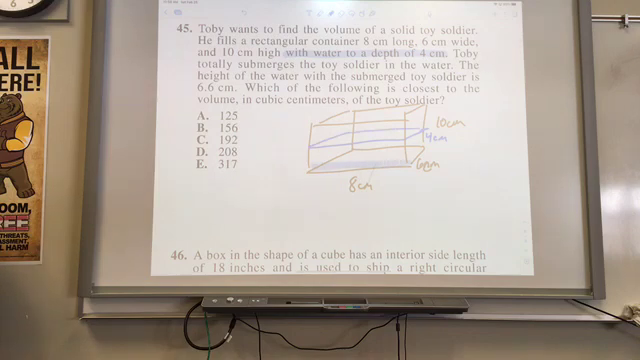Do you guys know a Toby? Do you have a Toby in your life? Is Zachary a Toby? Why am I a Toby? I mean, I don't know. Did you ever measure the volume of your toy soldiers?